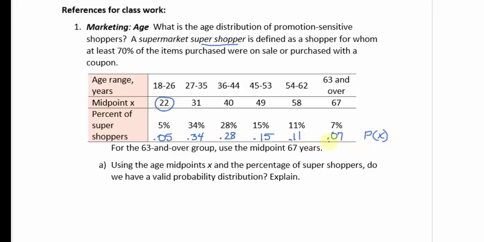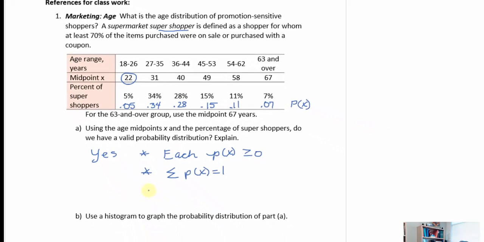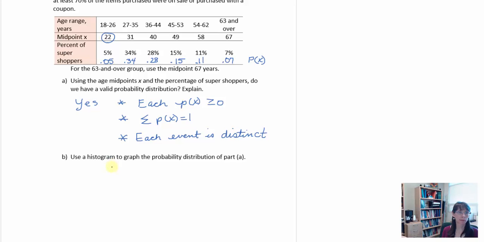So all of those probabilities are positive numbers. They're all greater than or equal to 0, so they pass that criteria. And if I add all of these probabilities up, it does equal 1. So we can answer yes, this is a valid probability distribution because each probability is greater than or equal to 0, and the sum of the probabilities is equal to 1. And finally, each event is distinct. In Part B, we're going to draw a histogram to graph the probability distribution.